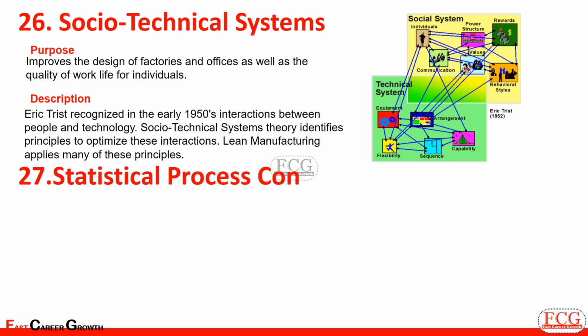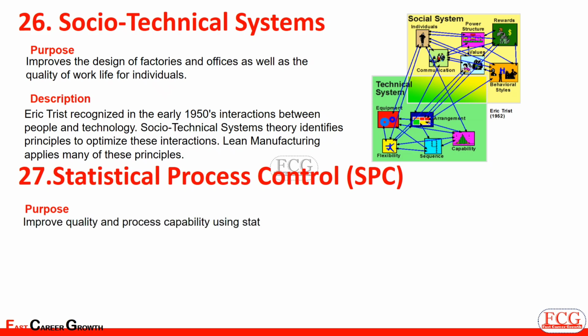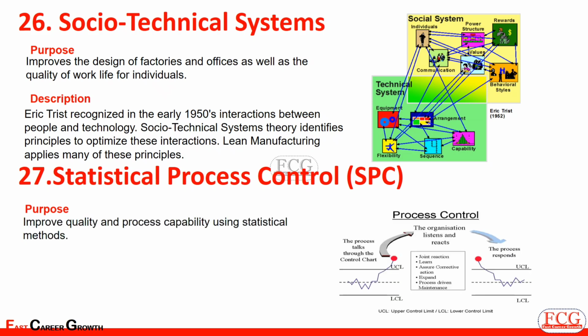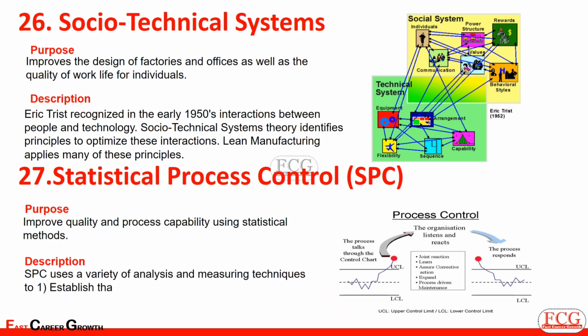27th Lean manufacturing tool is statistical process control, SPC. Improve quality and process capability using statistical methods. SPC uses a variety of analysis and measuring techniques to establish that a process is capable and the process is in control, means operating.